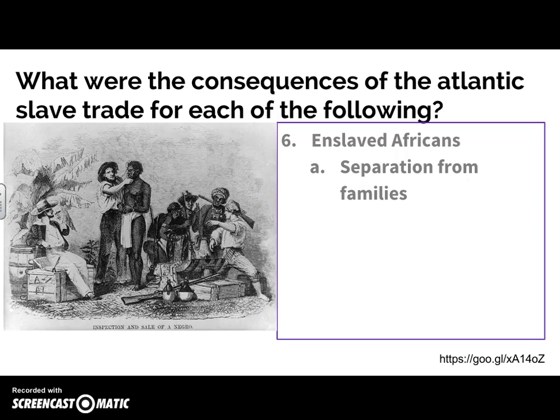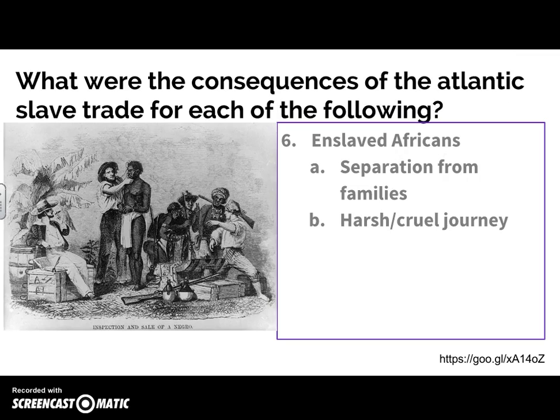Next is, what were the consequences for enslaved Africans during the Atlantic slave trade? So a couple things here. First of all, they're being separated from their families. When people were stolen to be taken to the slave trade, there was no consideration whatsoever of how that would affect not only them, but also their family. And so there was a lot of family separation going on.